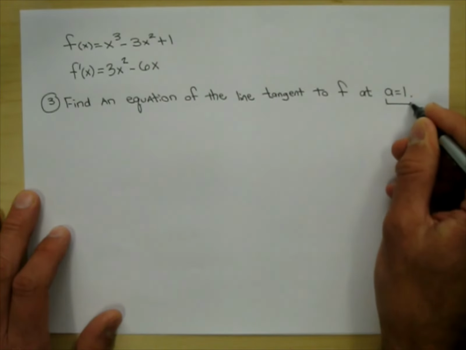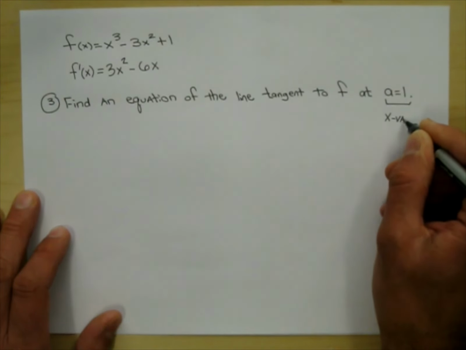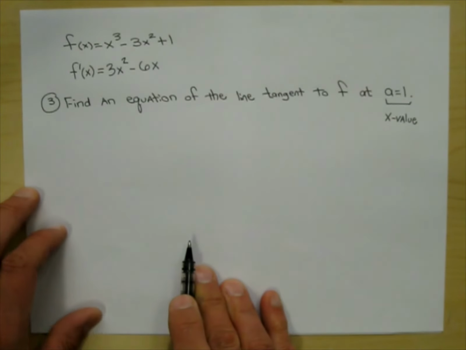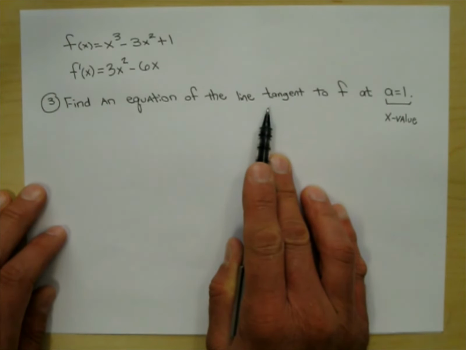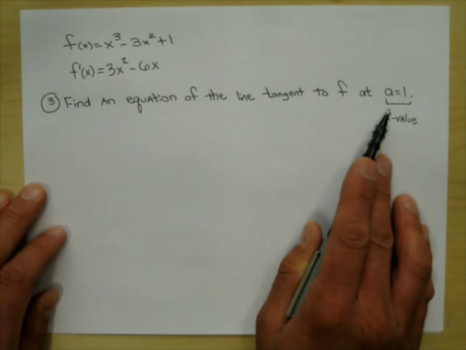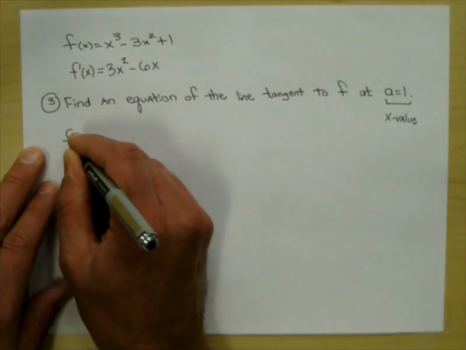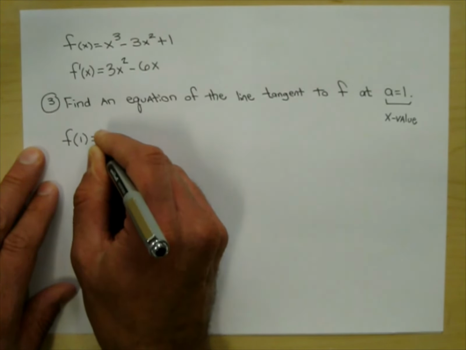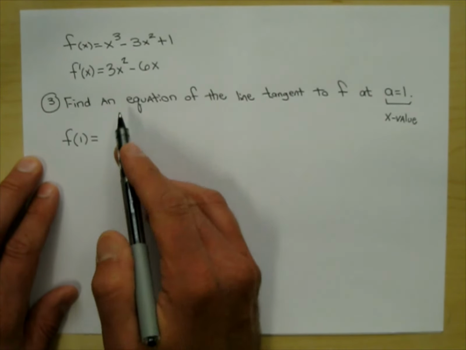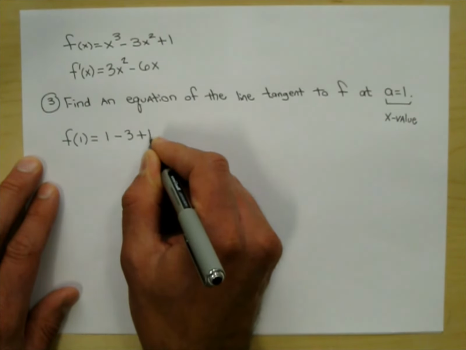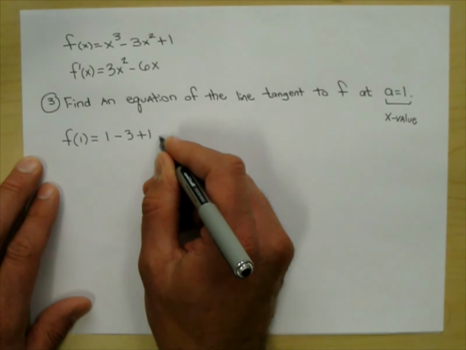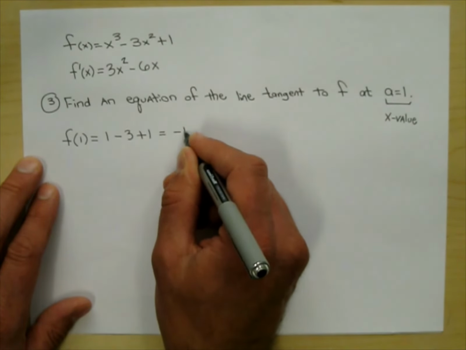So this right here is an x value. Let's see if we can do this. To find a line, you need a slope. And I think we could get a point as well. So this is what I'm going to do. I'm going to plug 1 into the original function and see what I get. And then we're going to see what that means. So I plug 1 in there and I get 1 minus 3 plus 1. So it looks like I'm going to get the point -1.